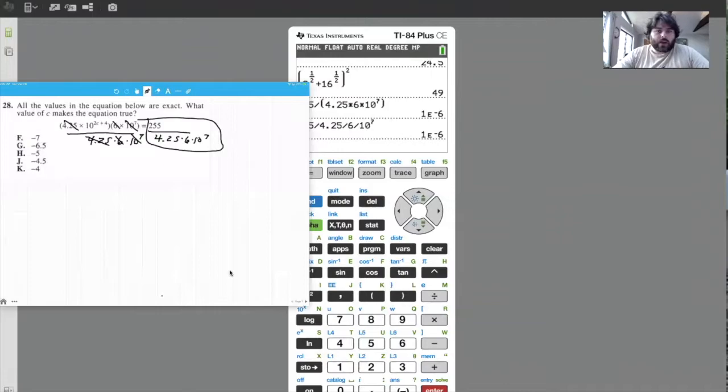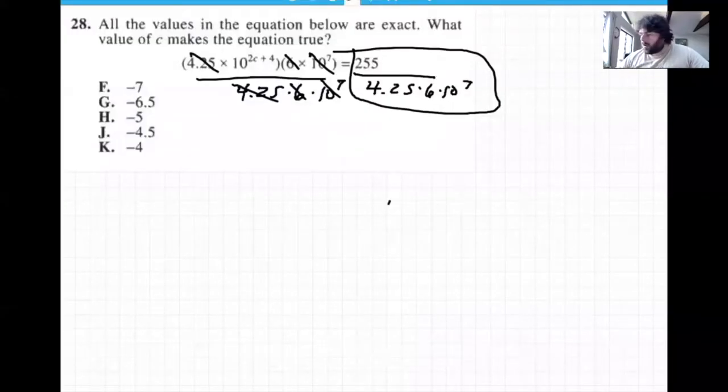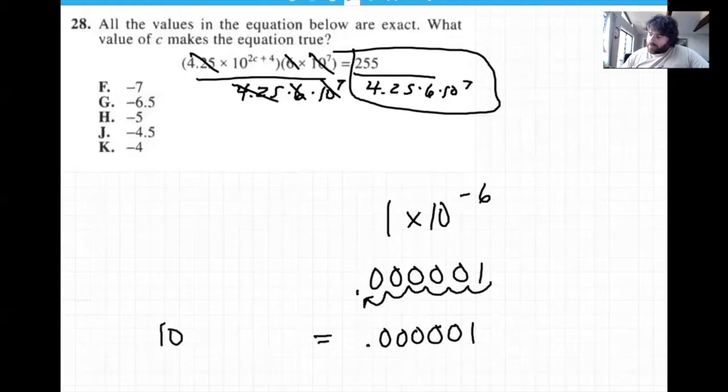So anyway, okay, so 1e to the minus 6, right? That's 1 times 10 to the minus 6 power, which is 0.000001. 1, 2, 3, 4, 5, 6 decimal places over. So 5 zeros and a 1, okay? That is equal to 10 to the power of 2c plus 4, okay?